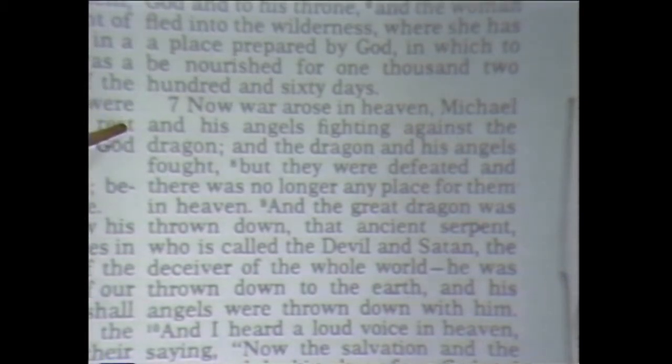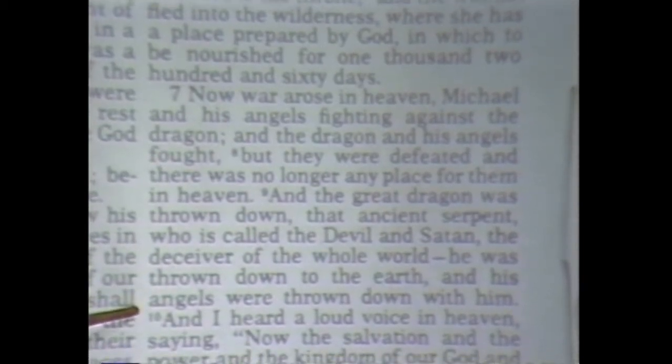Now war arose in heaven. Michael and his angels, Michael is the general of the Lord's army, of Yahweh's army, Michael and his angels fighting against the dragon. The dragon is a code name for Satan, as this very passage will explain. The dragon and his angels fought, but they were defeated, and there was no longer any place for them in heaven. And the great dragon was thrown down, that ancient serpent who is called the devil and Satan, the deceiver of the whole world. He was thrown down to earth, and his angels were thrown down with him.